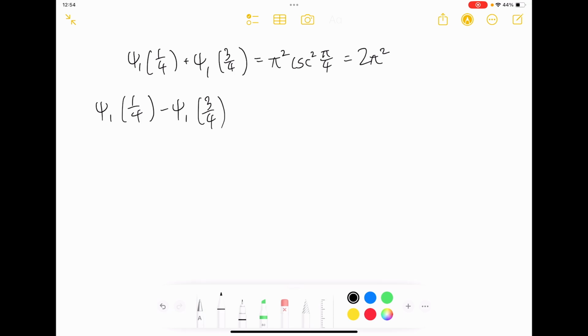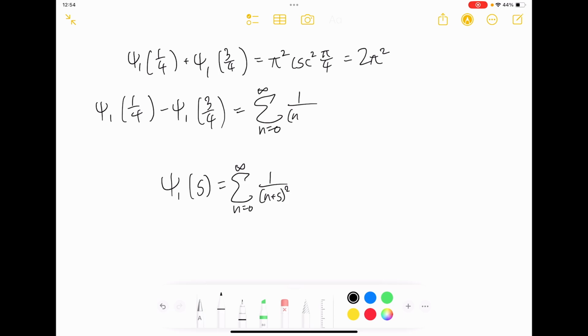The way we are going to do this is to use the sum definition of the trigamma function. The sum definition is, if we have psi 1 of s, it's going to be the sum from n equals 0 to infinity of 1 over (n plus s) squared. That means this is the sum from n equals 0 to infinity of 1 over (n plus a quarter) squared minus the sum from n equals 0 to infinity of 1 over (n plus 3/4) squared.